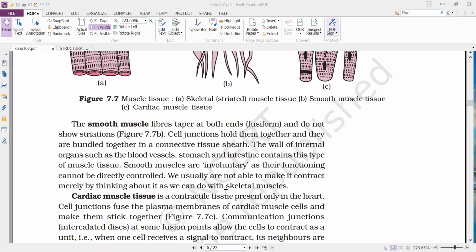Sir, one doubt. Is swallowing voluntary or involuntary? Swallowing is a voluntary action. We swallow the food by pushing the food material inside with the help of the tongue. The muscles that are associated with the pharynx are voluntary.